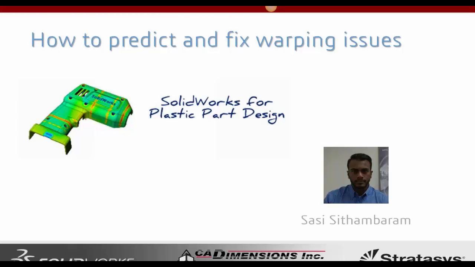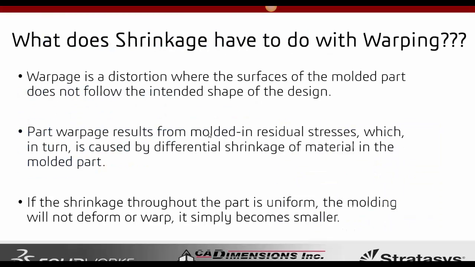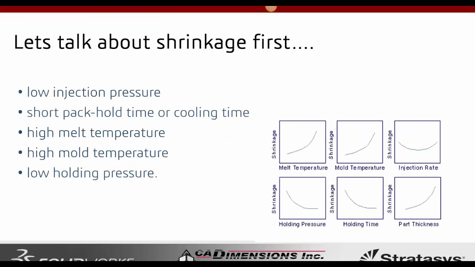So this webinar will show you some tools built into SolidWorks that allow you to create anti-warp models that you can then turn into SolidWorks models. So that's really what we're going to look at today. Before we actually talk about warping, let's talk about shrinkage first.